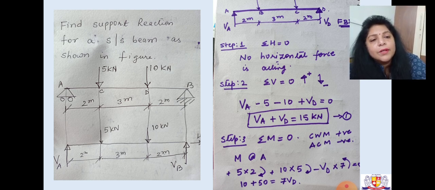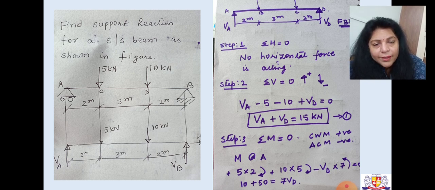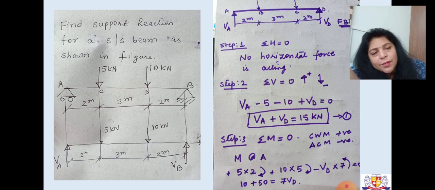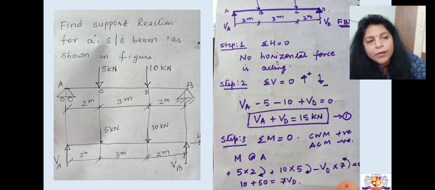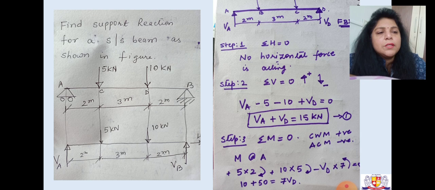Then we have step number 3, that is sigma moment is equal to 0. As I have already mentioned, moment is 0 at the support, with roller support, hinge support and simply support. Here, A is a roller support and B is a hinge support, so I can take moment of all the forces either at support A or at support B. So we are taking moment at support A.